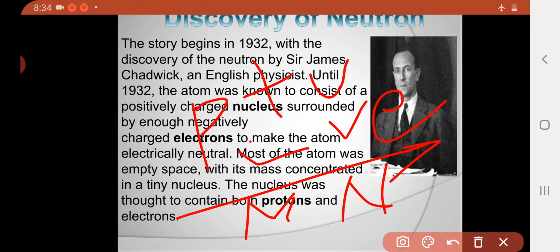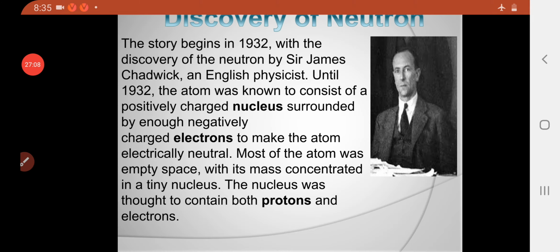But he found that the number of subatomic particles and their mass were somewhere different. While doing the experiment, he also concluded that most of the atom was empty space, with its mass concentrated in a tiny nucleus. So whatever Rutherford discovered, he got all those points.